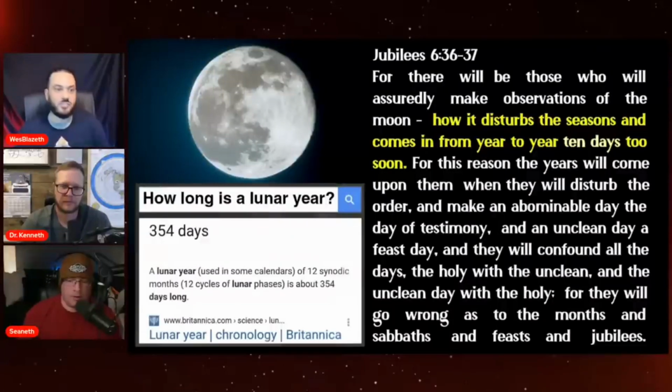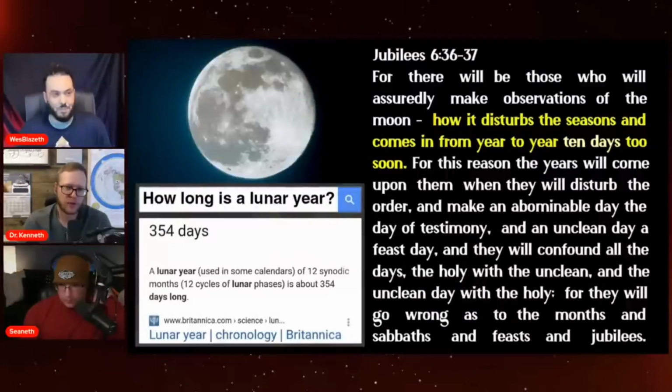Jubilees 6:36 through 37. It says, "For there will be those who will assuredly make observations of the moon, how it disturbs the seasons and comes in from year to year 10 days too soon. For this reason, the years will come up on them when they will disturb the order, and make an abominable day the day of testimony, and an unclean day a feast day. And they will confound all the days, the holy with the unclean, and the unclean day with the holy. For they will go wrong as to the months and Sabbaths and feasts and jubilees."